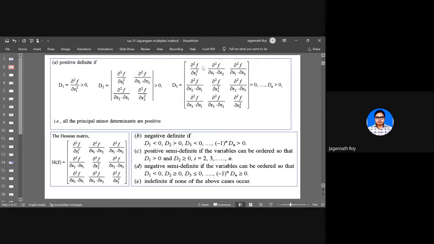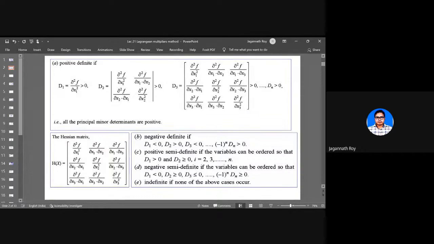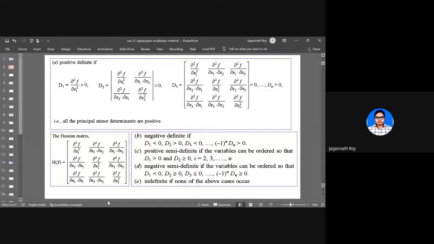One more thing, that is the shortcut. During the midterm paper evaluation, I have seen many of you went through the approach of finding the eigenvalues, but that's a lengthy approach. I have already mentioned that we can find the principal minors. If the principal minors are strictly greater than 0, positive, then we call it positive definite. And for a positive definite matrix, we have a convex function. For a convex function, we have minimization.